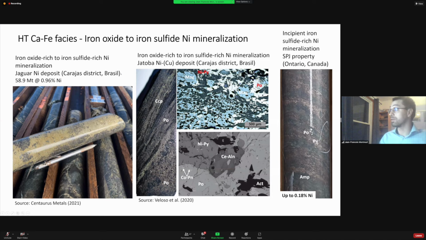We observed that in the southern province, a little bit where we had this intersection, and that grade up to 18% nickel, again associated with this high temperature calcic iron alteration facies, but it doesn't reach the intensity that is being observed yet in Brazil. But it shows that this process could replicate itself in different other metasomatic iron and alkali calcic alteration systems as well.